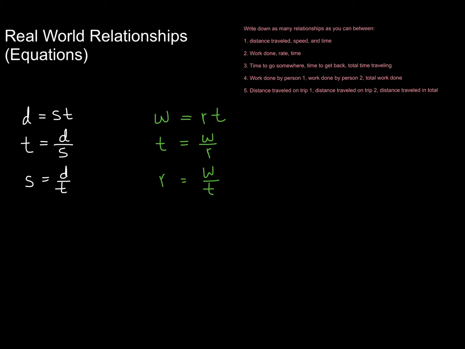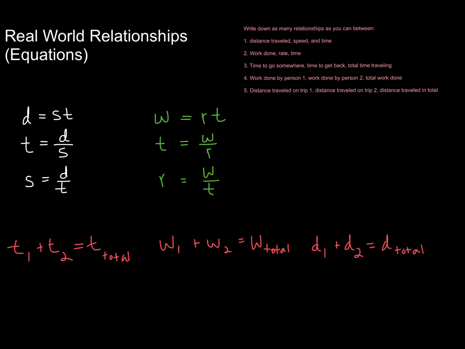Now, within these, there is also a way to represent time, work, and distance that are broken up into different steps. So let's take a look at those. Okay, so these are pretty obvious, but they come in handy, and I'll explain a little bit why. If you take a certain amount of time to go somewhere, a certain amount of time to go back, then the time that it took in total is going to be time to go there plus the time to go back. Pretty straightforward.